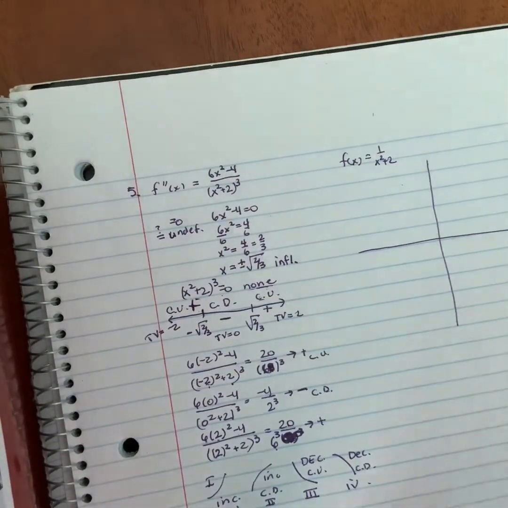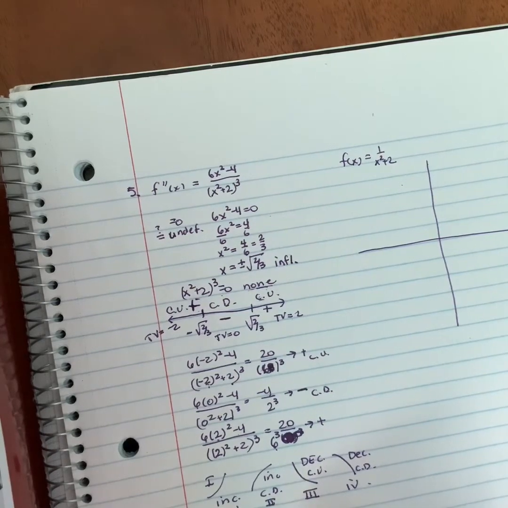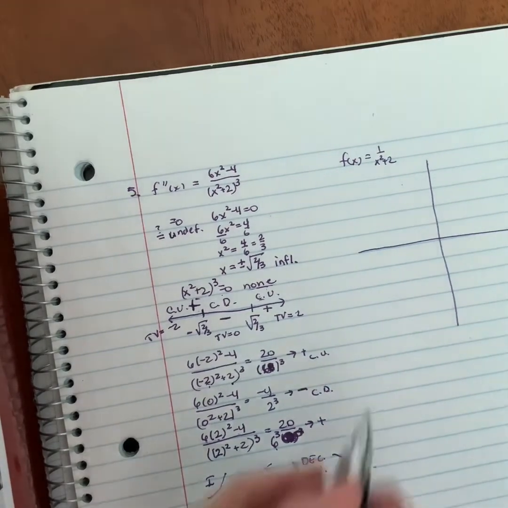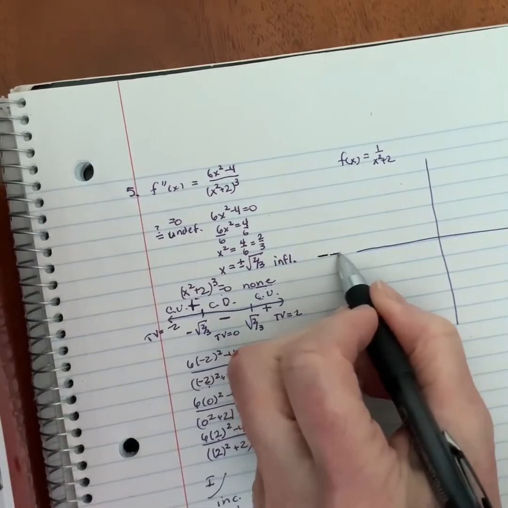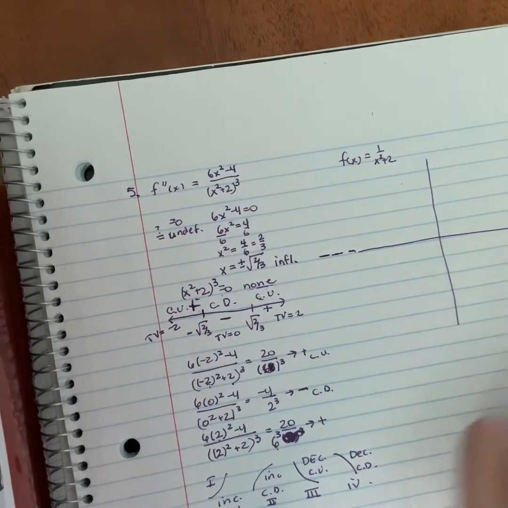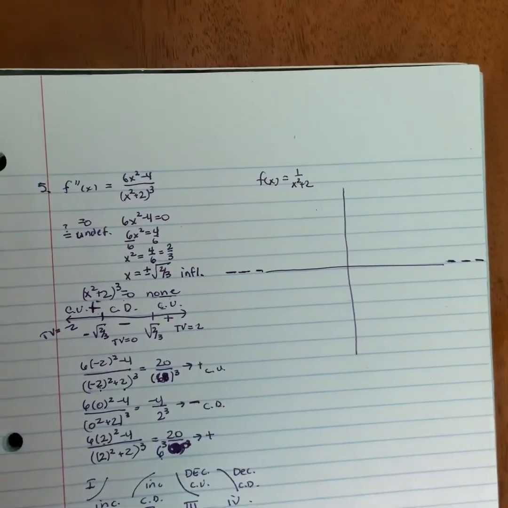If I put the zeros in, there aren't any. If I put the vertical asymptotes in, there aren't any. If I put the horizontal asymptote, y equals 0. So I'm going to do it this way. So that's the horizontal asymptote. Okay, I'm going to see if I can do this without shaking too much.